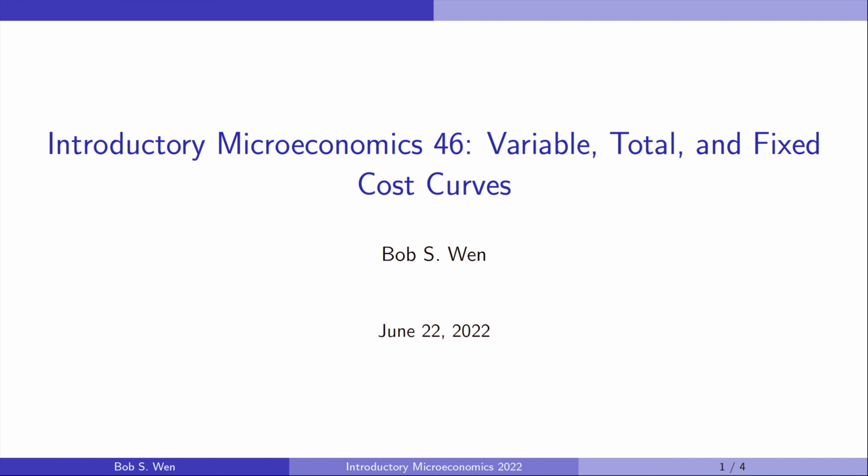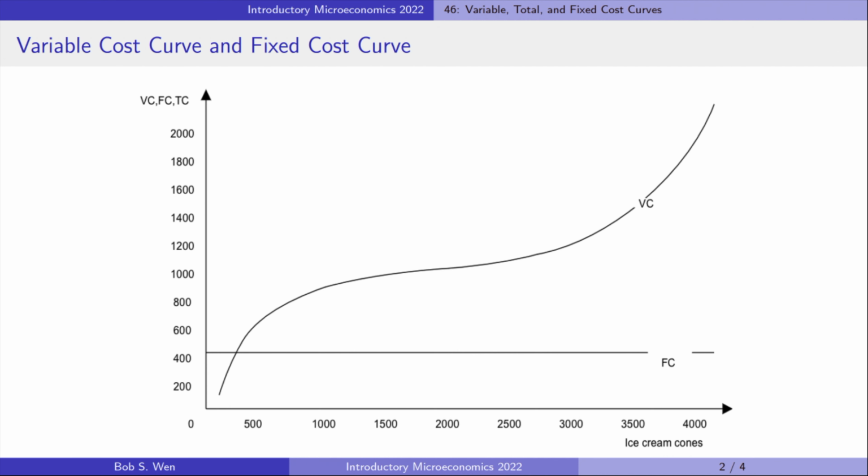Hi, I'm Bob. In the last video, we have drawn the variable cost curve for the ice cream firm we use as an example. We know that labor is the only variable that can be changed in the short run. The variable cost is the worker's wage. It is zero when the firm produces 0 ice cream cones, but it increases as more and more ice cream cones are produced.